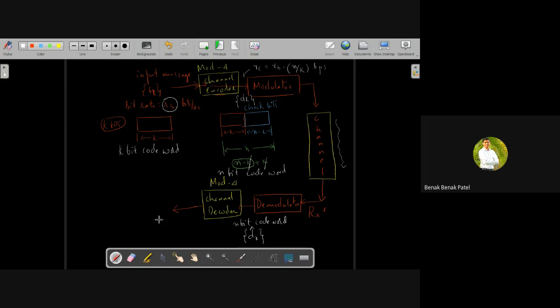And when we make this dk cap go through the channel decoder, we'll get our bk, and this is again an estimation, and again it need not match the original bk. Over here the bit rate will be rb, whereas the input to this channel decoder has bit rate equal to rc. So this is how our channel encoder functions.